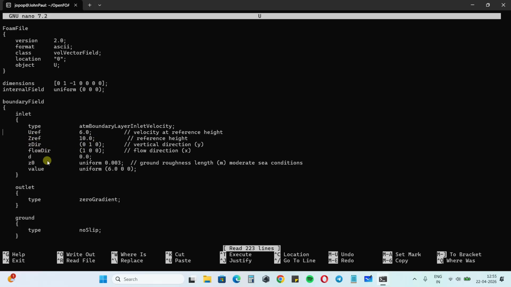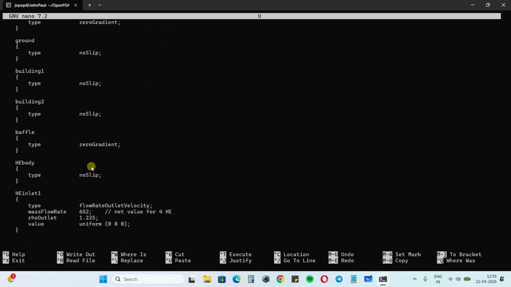So we have talked about this. Even though it says Z, vertical is along y-axis, and you specify the aerodynamic roughness length regarding the Obukhov length term that will be derived from the parameters in the temperature file. At the inlet we have the wall function, at the outlet you have zero gradient condition.